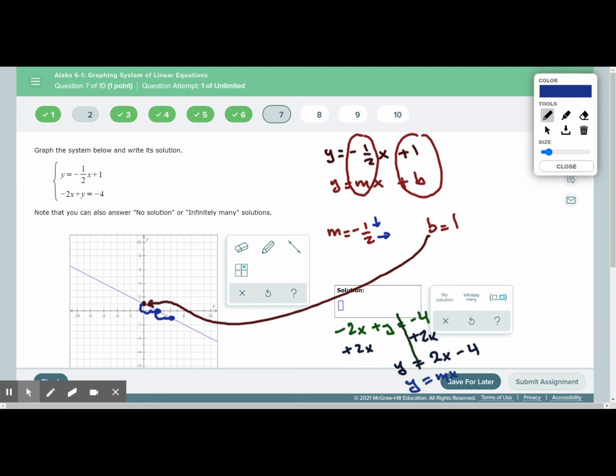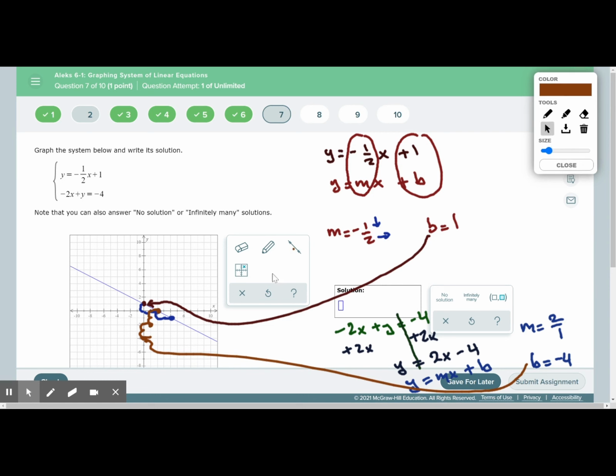Y equal to mx plus b. So m is 2 over 1, and b is -4. So I'll be beginning at -4. And 2 over 1 means you go up 2 over 1. Up 2 over 1. So it's obvious we can see they cross right there. So now what we're going to do is draw the line, go through 3 points.